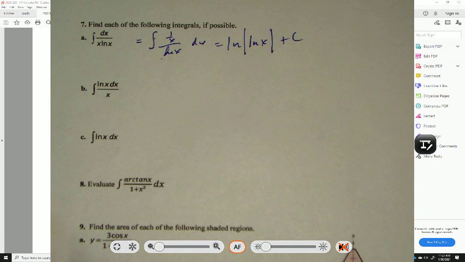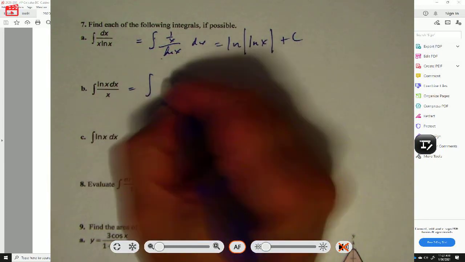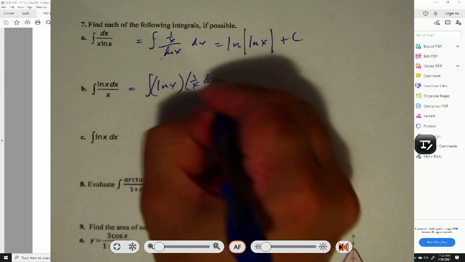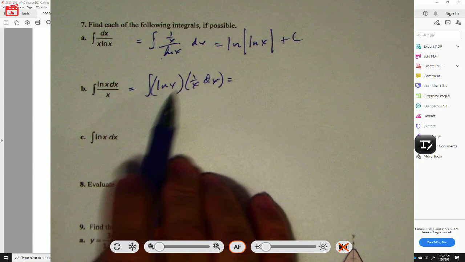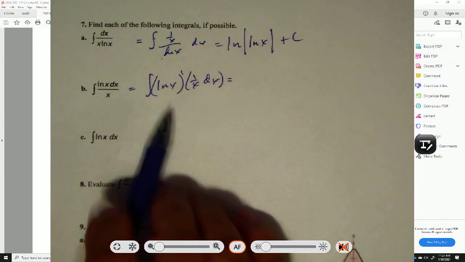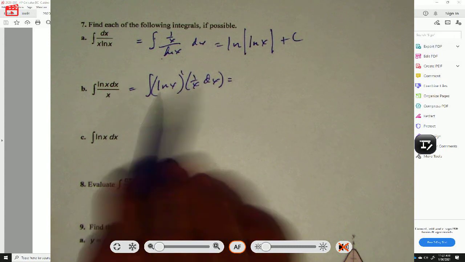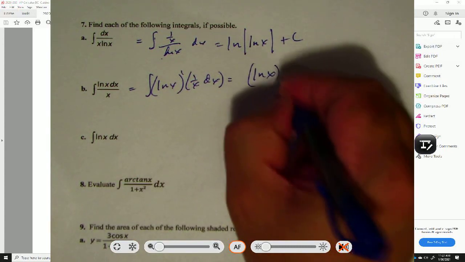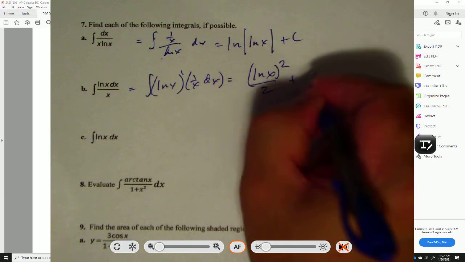Okay, this time I'm going to write this as natural log of x times 1 over x dx. So that means I have the derivative of natural log of x right there. So I can use power rule on this because the derivative of the inside is outside. So it's just going to be natural log of x to the second power divided by 2 plus c.